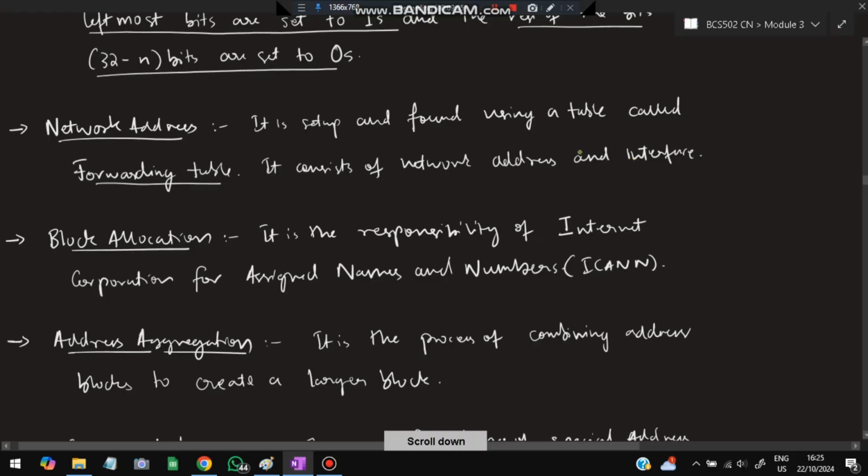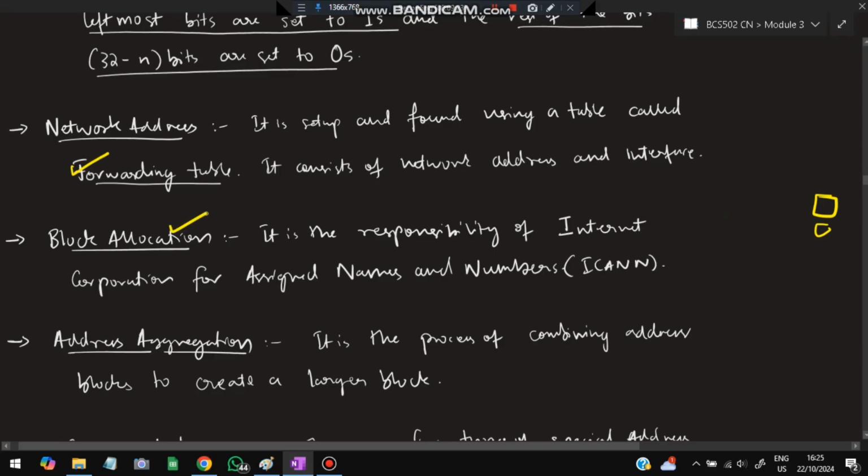Okay, next is the network address. For each network there is an address. We will be setting up and finding it using the table called as forwarding table. This forwarding table will have all the information from which node to which node the data is getting transferred, what network it is, what type of data is getting transferred, what is the length of the data. Everything will be there in the forwarding table.